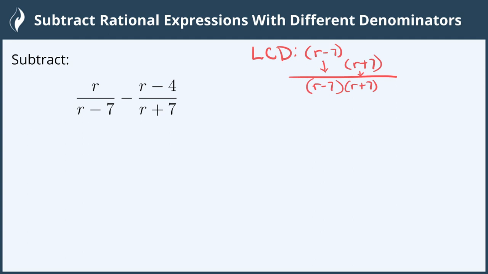So our first denominator needs to be multiplied by the r plus 7 binomial. And whatever I do to the denominator, I need to do to the numerator. So we have r plus 7. And for the denominator of the second one, we need to multiply by r minus 7. Which means we also must multiply the numerator by r minus 7.